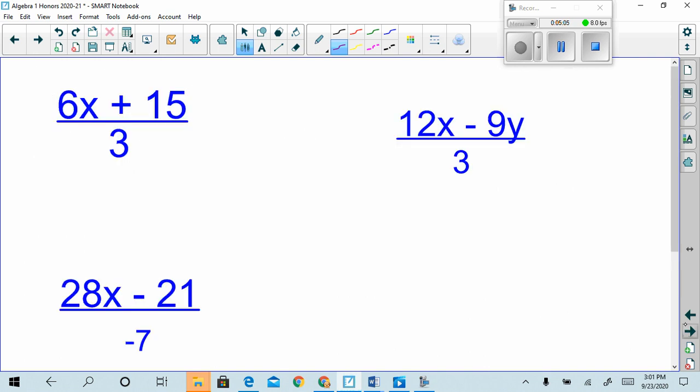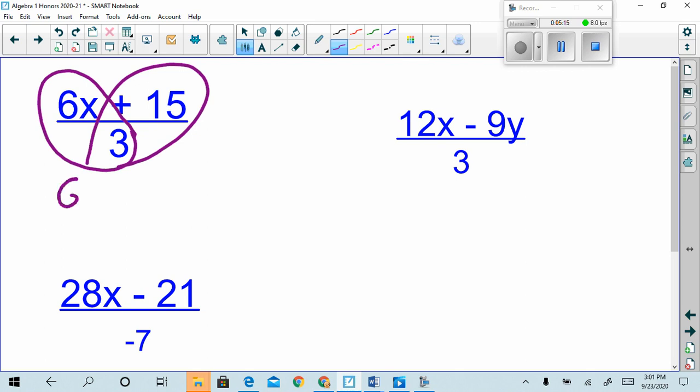Let's practice a couple more. Again, I'm looking at sharing that 3 between these two terms on top. You don't have to write this step, but I'm pointing it out in the beginning so that it becomes clear. I now go ahead and simplify, so 6x divided by 3 will give me 2x, and 15 divided by 3 is 5.